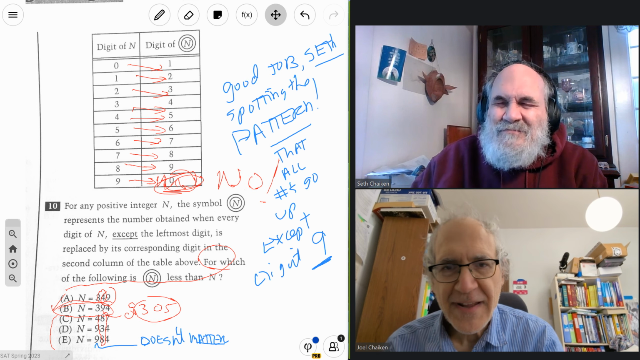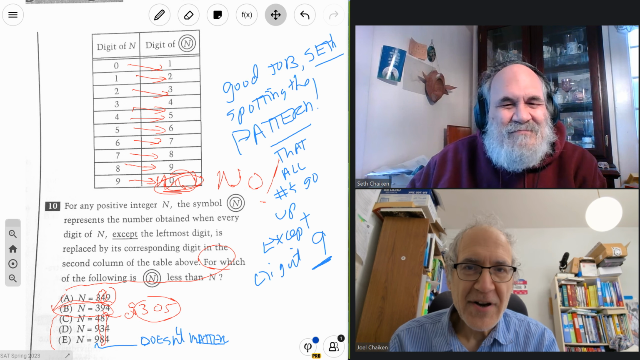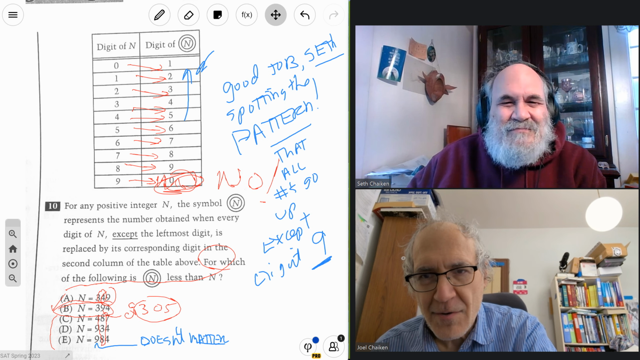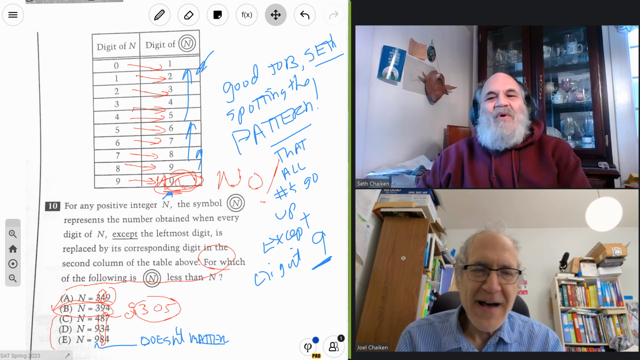Right, so Seth started playing with it. But before you began, you were really smart in spotting the pattern that all the numbers go up except this one. That is a really good, important pattern that you spotted immediately.